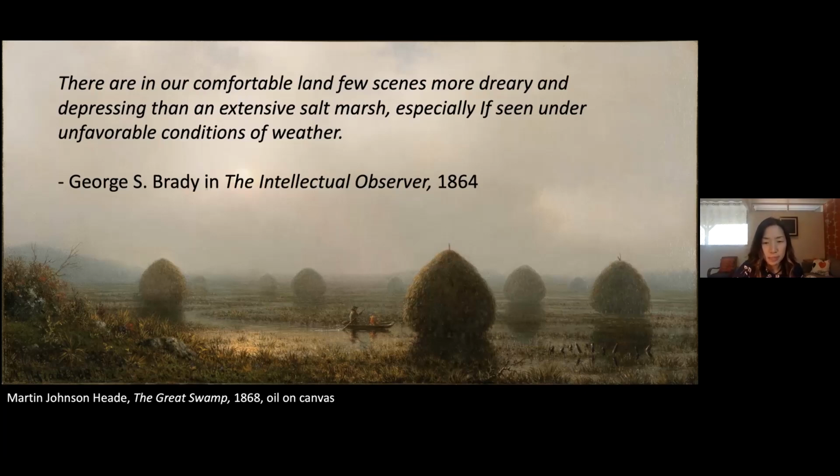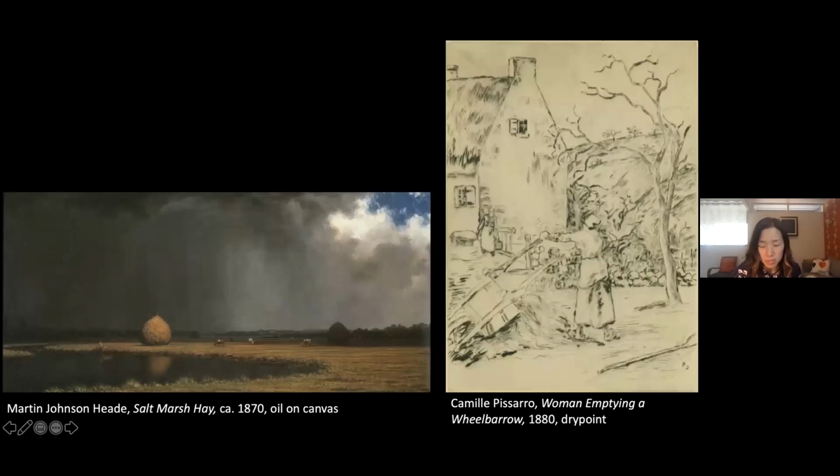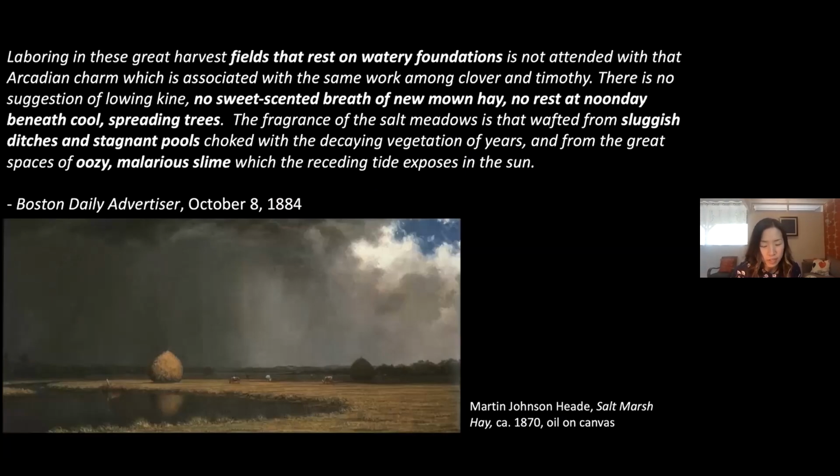Even the marsh's limited usefulness, its production of wild hay that was harvested and stacked into the mounds that you see in this picture titled Salt Marsh Hay, was understood as anti-Arcadian, the opposite of the agrarian ideal we might associate with an artist like Camille Pissarro, whose work on the right you can actually see in the current exhibition at the Allen. A Boston newspaper described the labor of harvesting the salt marsh hay from what this author calls fields resting on watery foundations to be both brutal and unpleasant.